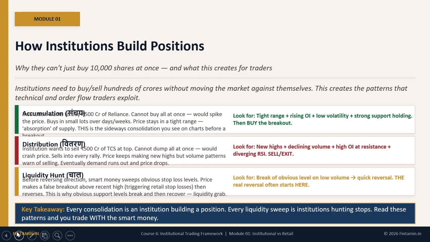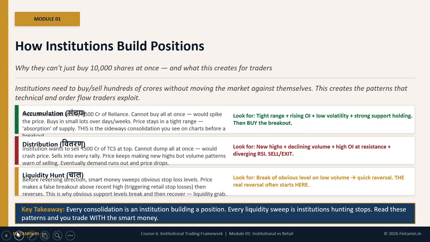Accumulation. Institution wants to buy 500 crore of a stock. They buy small lots consistently over 2 to 3 weeks. Price stays in tight range. Every time a seller appears, the institution absorbs them. Volume is steady but not dramatic. This is the boring sideways consolidation you see on charts before explosive breakouts. Now you know why the breakouts happen. The institution finished accumulating and is ready to let price rise.